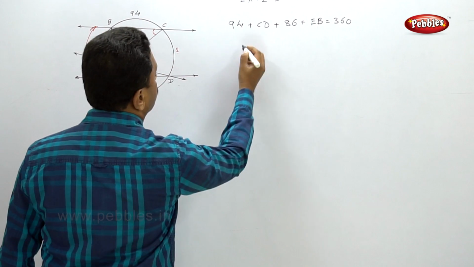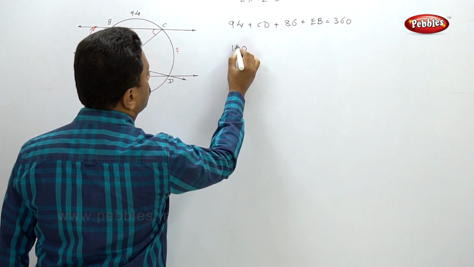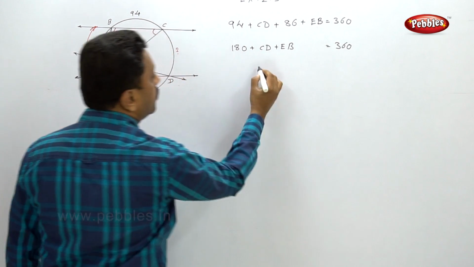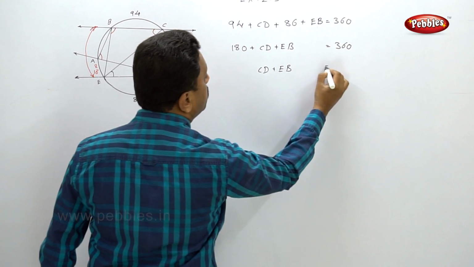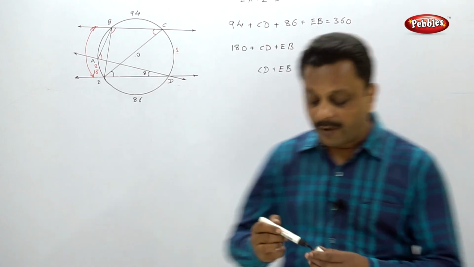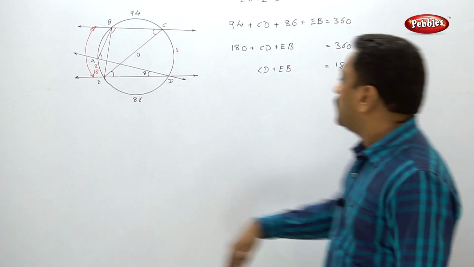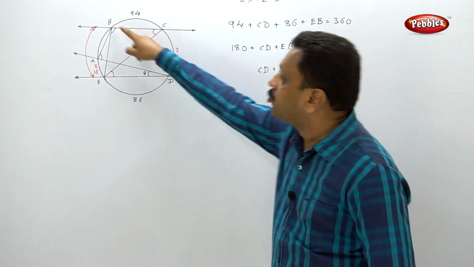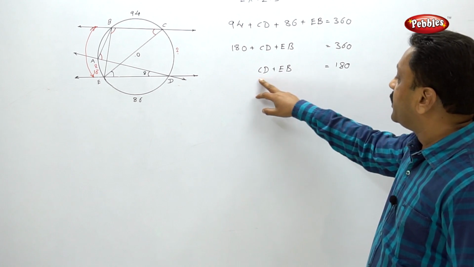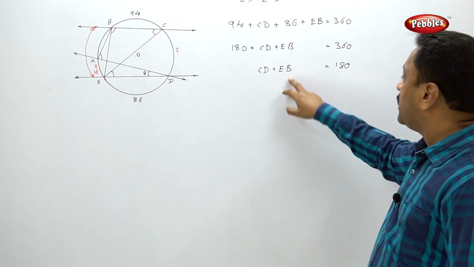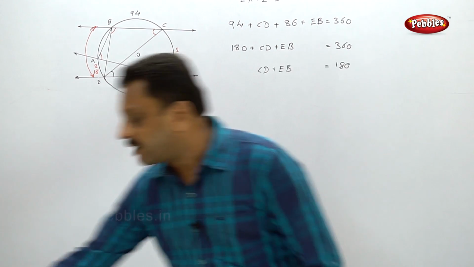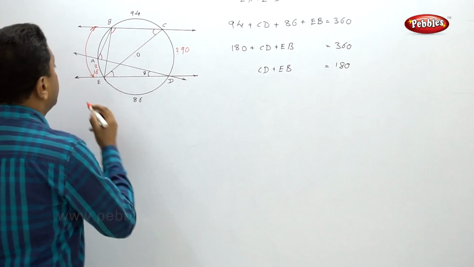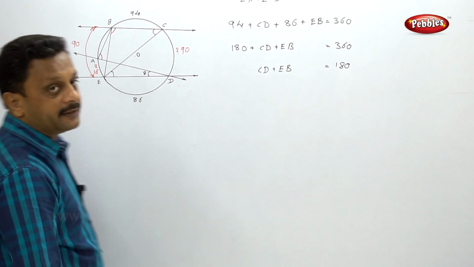And so 180 plus CD plus EB is equal to 360 degrees. So CD plus EB is equal to 180 degrees. Okay. Now we have got CD plus EB is equal to 180 degrees. But we know that these two angles are same, and so these two major arcs are also same. So if CD equals EB, then each of CD and EB is 90 degrees, half of this. Correct? So let us write it down there. So we got CD is 90 degrees and EB also we got 90 degrees.